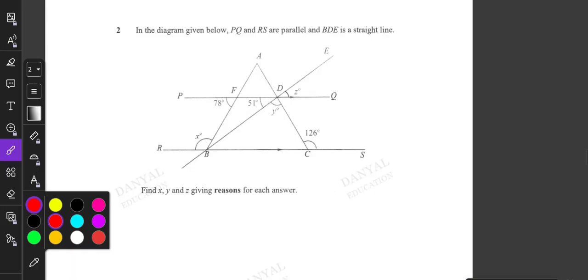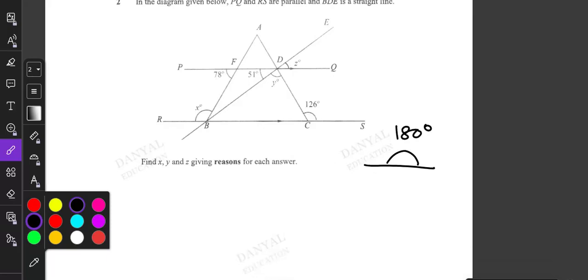Okay, this one. In the diagram below, PQ and RS are parallel and BDE is a straight line. Okay, now given that BDE is a straight line, that means any angle that is within that line, if there's two angles that touch, that go like this, right? Do take note, this is 180 degrees. Alright, find X, Y, and Z, giving reasons for each answer.